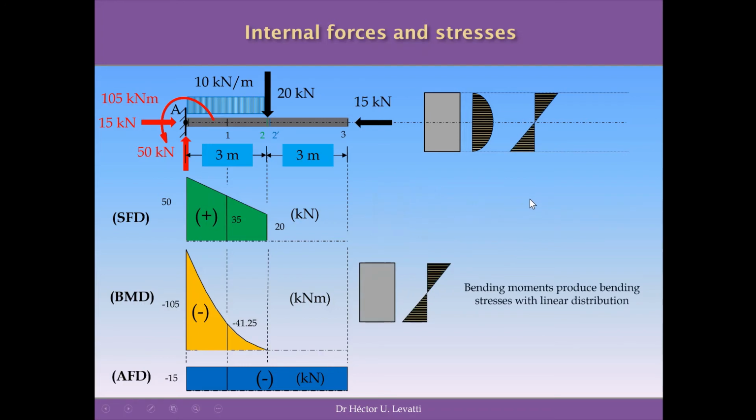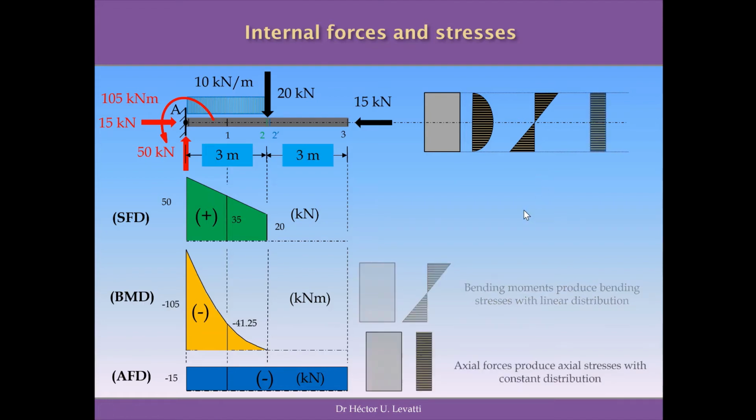The bending moments are the internal forces that will produce the bending stresses, and the bending stresses have a linear distribution with the maximum on top that will be tension in this case because of the deformation that will be produced in this beam, and the compressive stresses, which are maximum at the bottom of this cross section in this particular case. The axial forces, which are internal forces, will produce axial stresses, and these stresses will have a constant distribution. It is to say, the values of the axial stresses will be always the same.